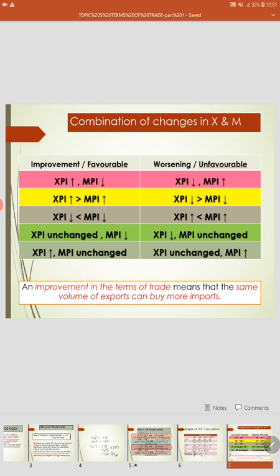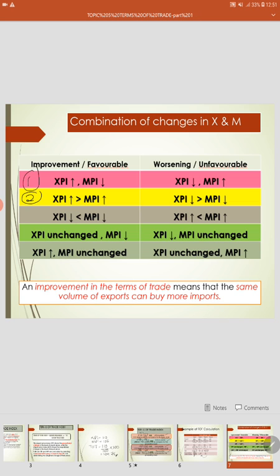Okay, combination of changes in export price and import price here. The common combination is whenever you see export price increase and import price index drops, we consider it as a favorable or improvement. And when export price falls and import price increases, it will be unfavorable. This is a common change that takes place.